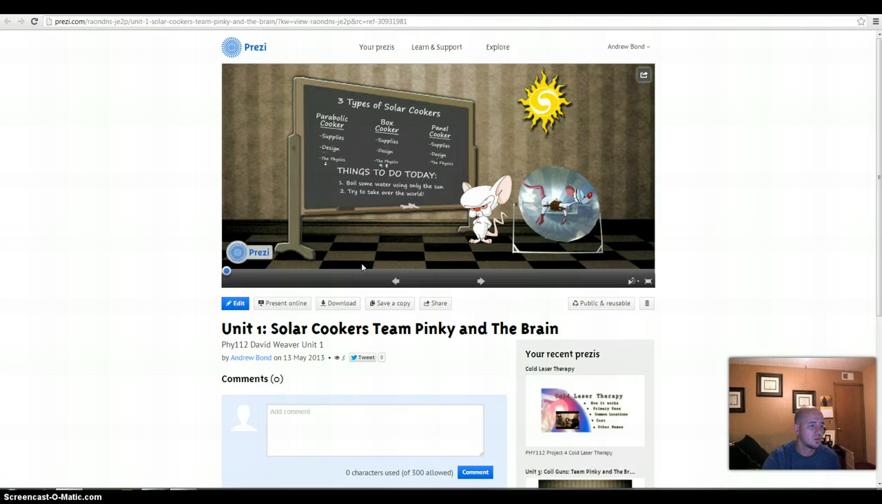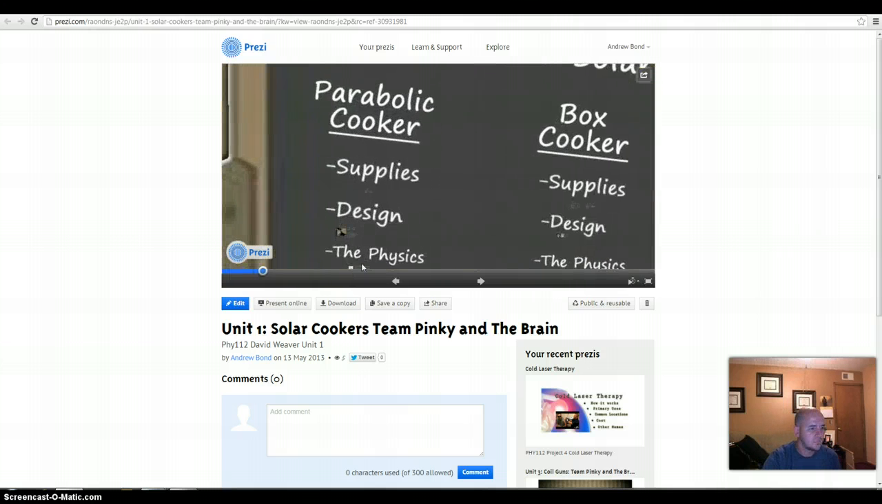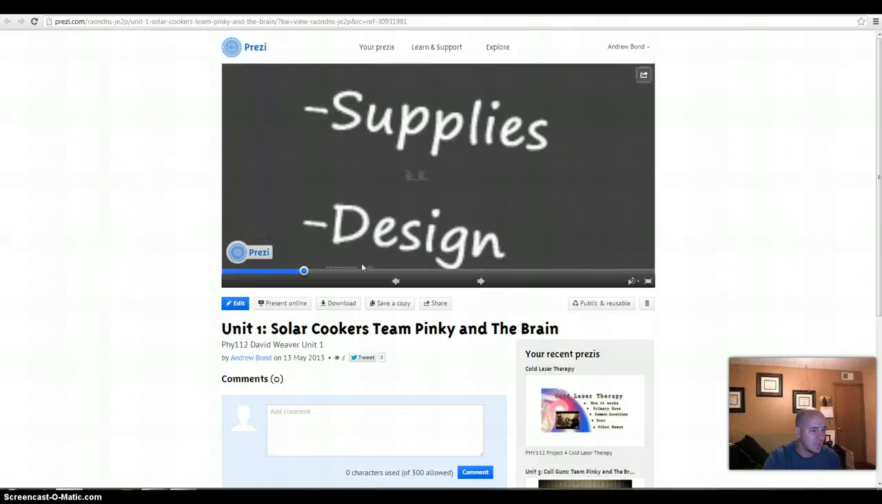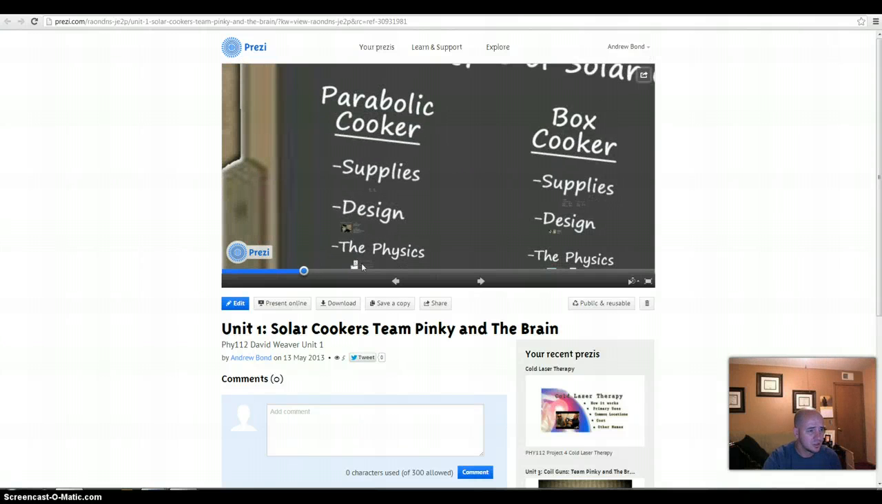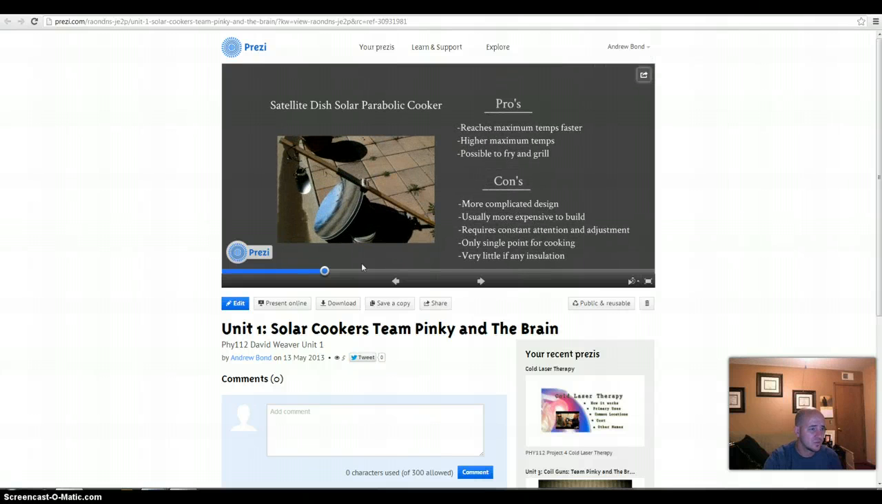So for the parabolic cooker, I built it out of a satellite dish. The pros for this one are that it reaches the highest maximum temperature fastest, and it's also the only one that is able to possibly fry and grill food. It focuses the light rays into a single beam, which is very potent. The cons are that it requires a lot of adjusting and fine-tuning, you always have to watch it, and it doesn't have any insulation.